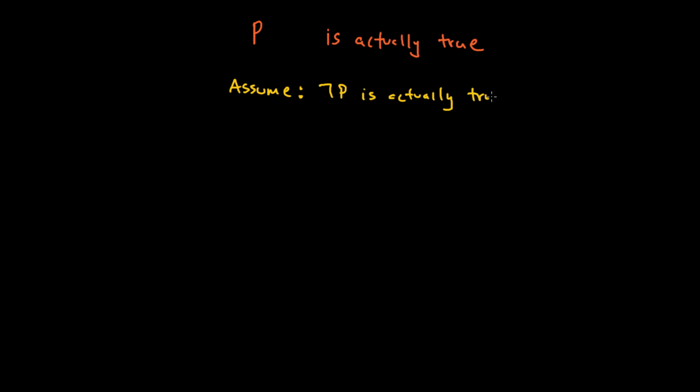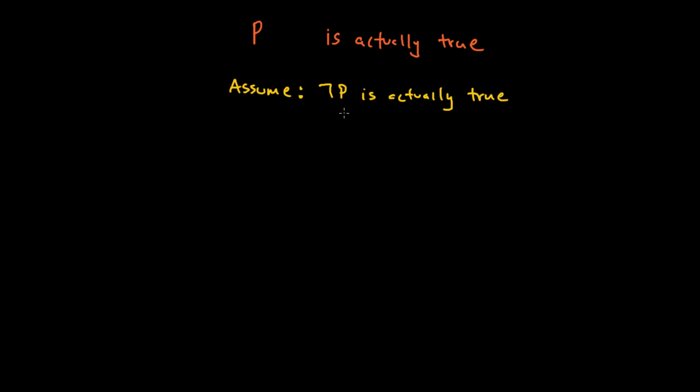Behind proof by contradiction. The idea is this: let's say I've got some statement P, and what I'm trying to do is show that P is actually true. The way I'm going to proceed, because I'm using proof by contradiction, is to assume that not P is actually true.